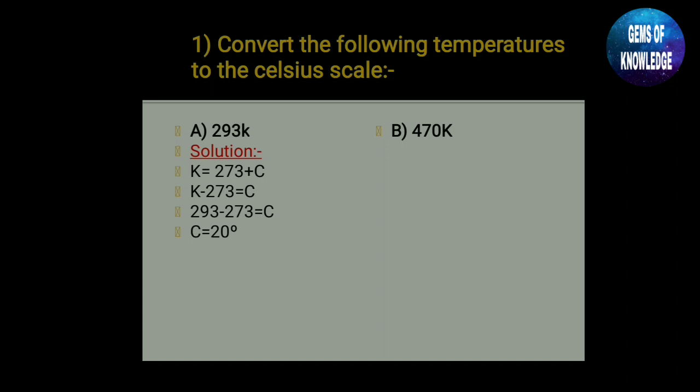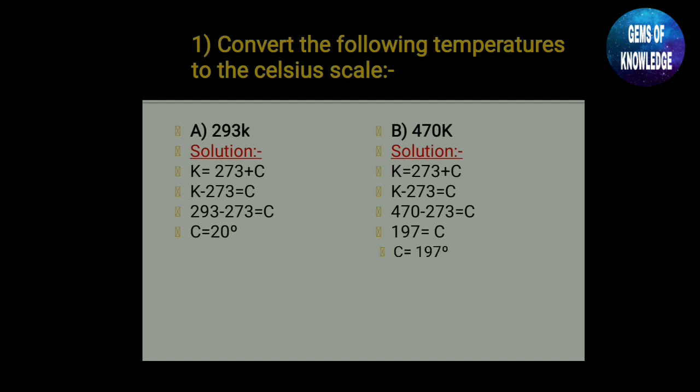Similarly, we will solve the second one, which is 470 Kelvin. The same formula continues: K equals 273 plus C. When you move that 273 to the left side, you get K minus 273 equals C. When you substitute the K value, that is 470 minus 273, you get the answer for C, which is nothing but 197 degrees. So C is equal to 197 degrees. That's all, this is the solution for the first question.